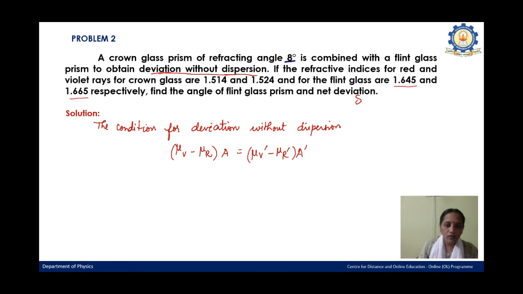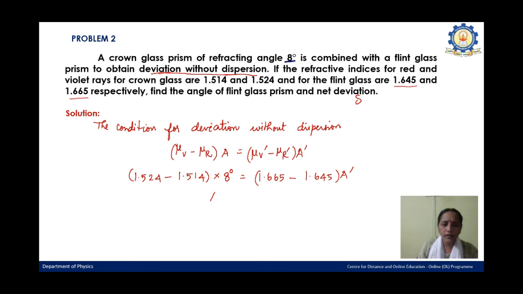It is very simple. Like the previous one, we'll just substitute the refractive indices. The greater number represents the refractive index of violet. So 1.524 minus 1.514 into the angle of the prism, that is the refracting angle, given as 8 degree, and mu V prime, the greater number, is 1.665. This is for violet for flint, and then for the red ray it is 1.645, and we have to calculate A prime.